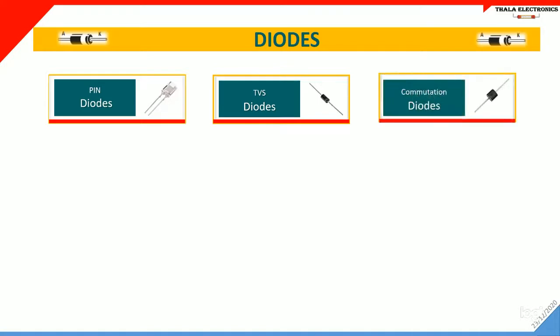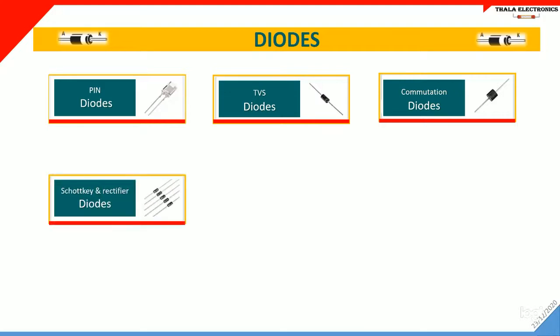We can find another kind of diode, which is the commutation diode. I can give you one case of use of this kind of diode. This diode is used to evacuate the electromagnetic energy stored in the coil of the relay, to avoid that energy going into our circuit when we switch off the relay.